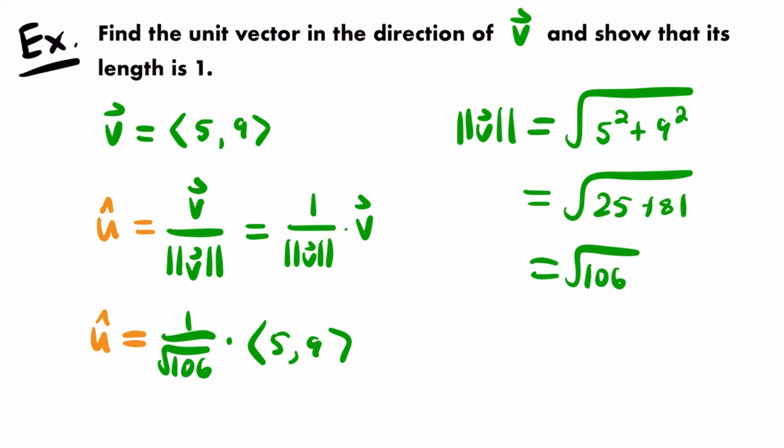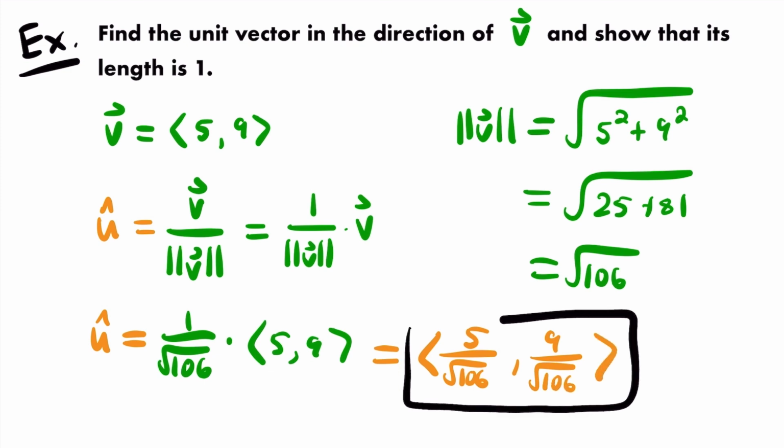Okay, and so now all we have to do is multiply this scalar multiple by both of the components of this vector. So if we do that, this will be equal to 5 divided by the square root of 106, and then 9 divided by the square root of 106. And that will be the unit vector in the same direction of vector v.